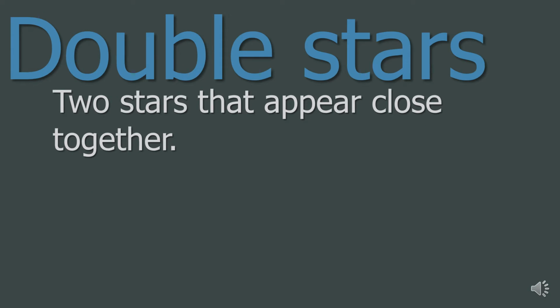So, double stars. Double stars are quite simply two stars that appear close together. In reality, the stars may be light years apart, however they could be part of a binary system with two stars.